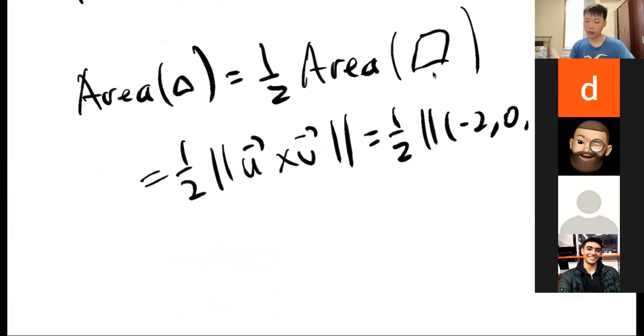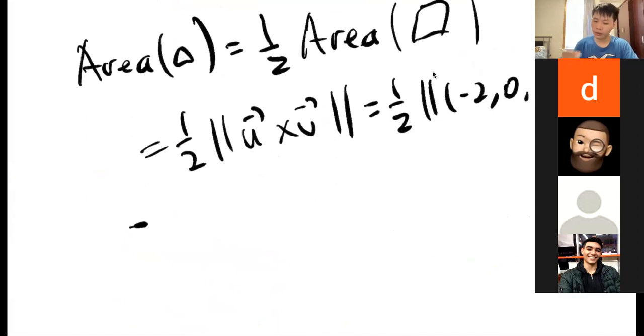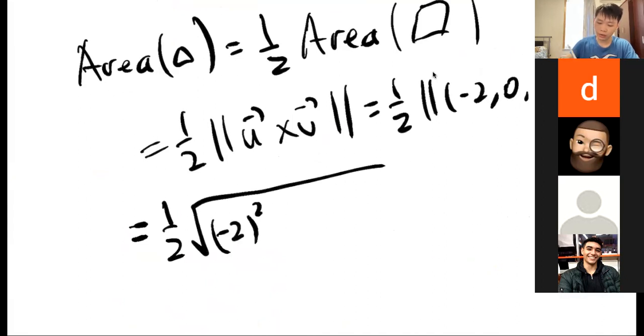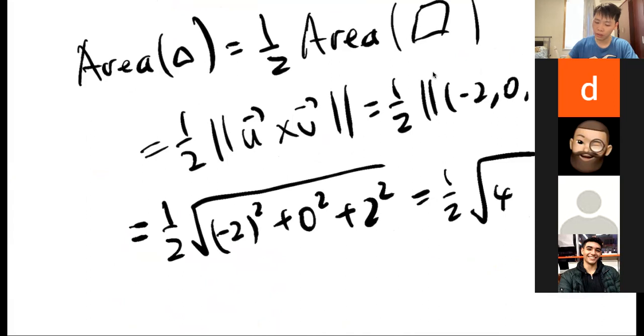To compute the length of the vector, we use the formula: square root of -2 squared plus 0 squared plus 2 squared. Right, so half of the square root of 4 plus 4. So it is half of the square root of 8, which is 2 radical 2. When you halve it, it is radical 2.